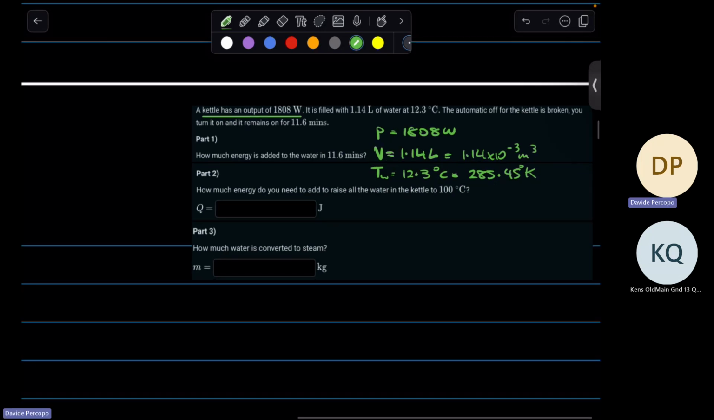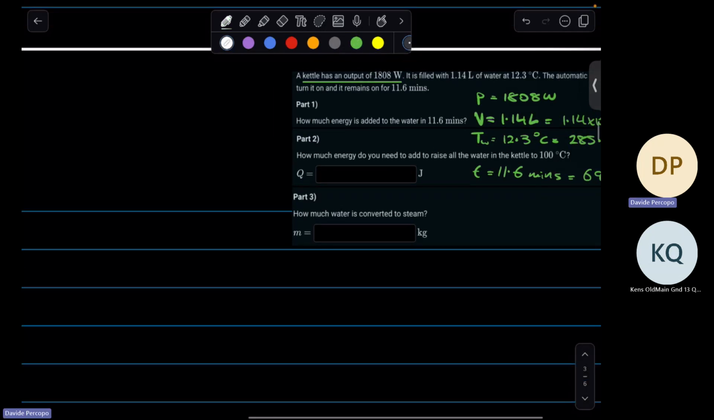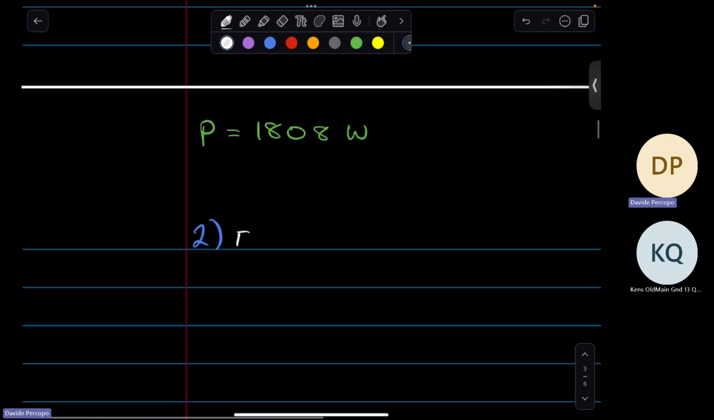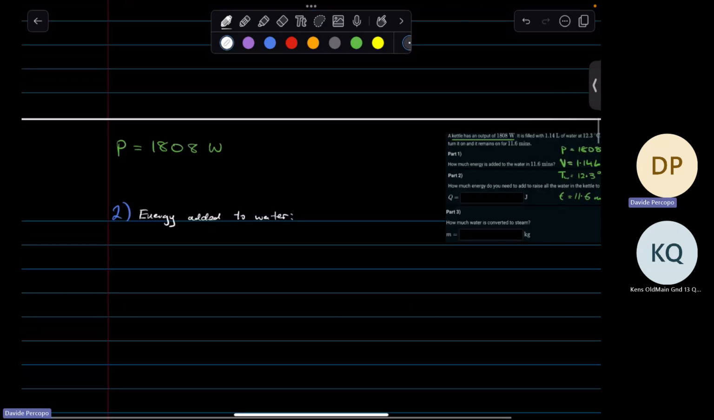And t is equal to 11.6 minutes. It's going to be useful to know seconds as well, which is 696 seconds. That's the first thing I do, convert everything to SI units, it just helps you out. Energy added to the water in 11.6 minutes. This is the first part: energy added to water. This is the question.